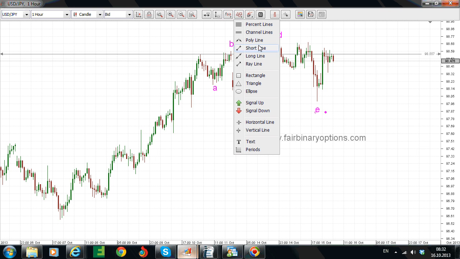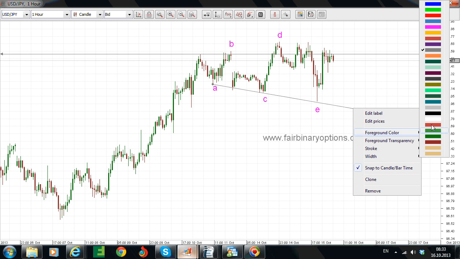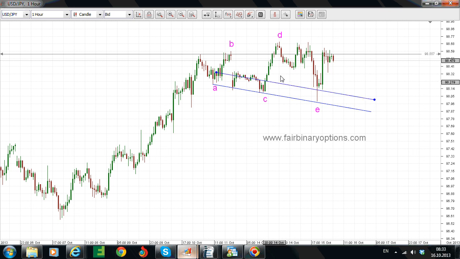And like mentioned at the beginning of this recording, an expanding triangle travels between the A and C and B and D trend lines, and this is how you see the expansion characteristic of such a triangle. So A and C and B and D, as you can see, the lines travel into opposite directions.